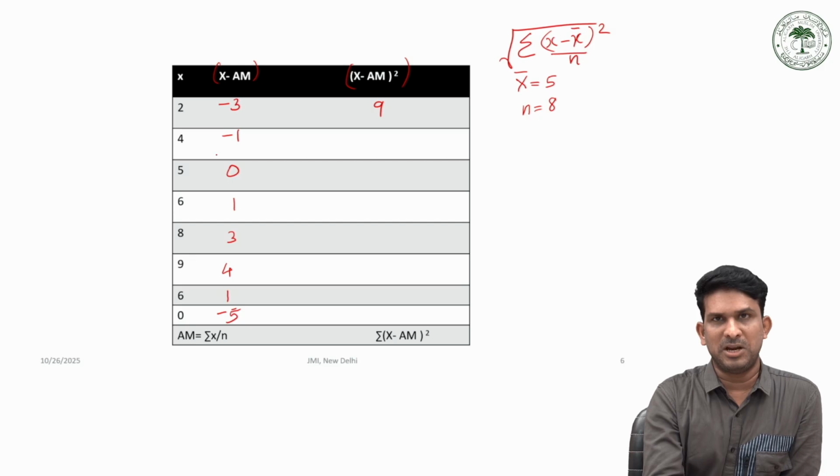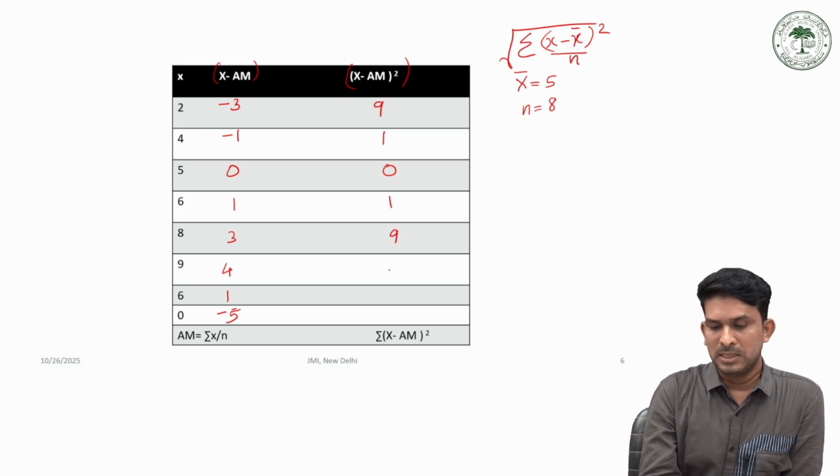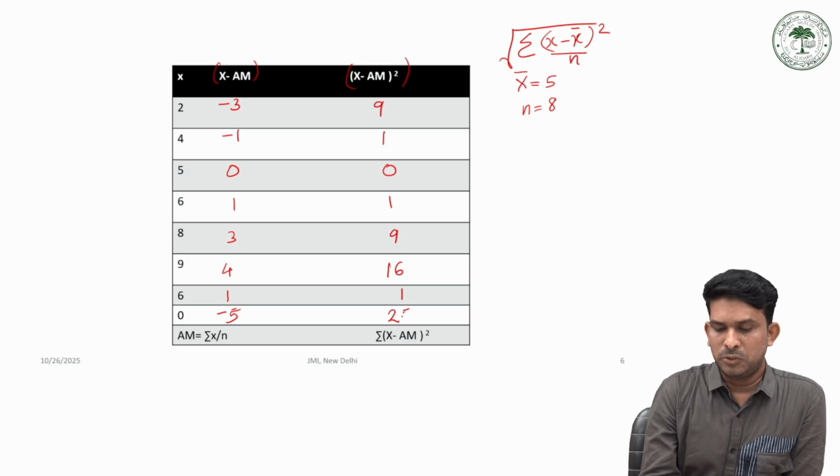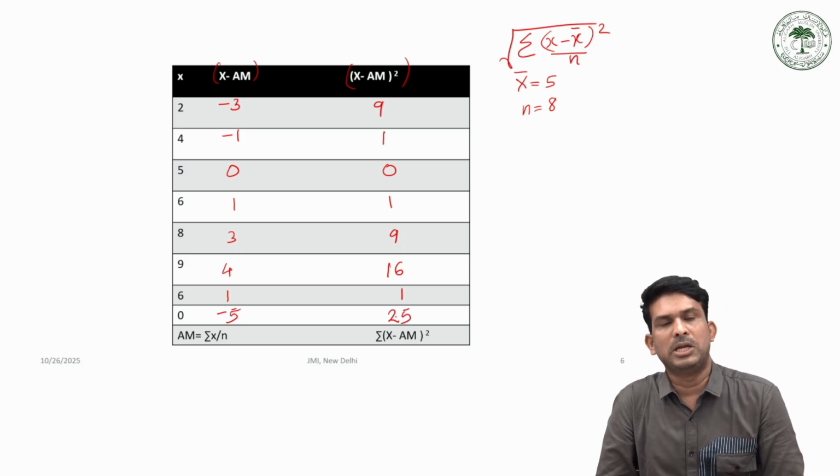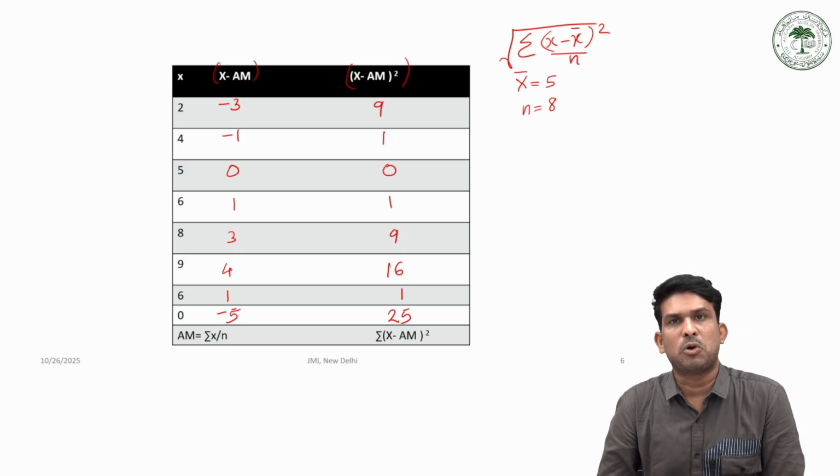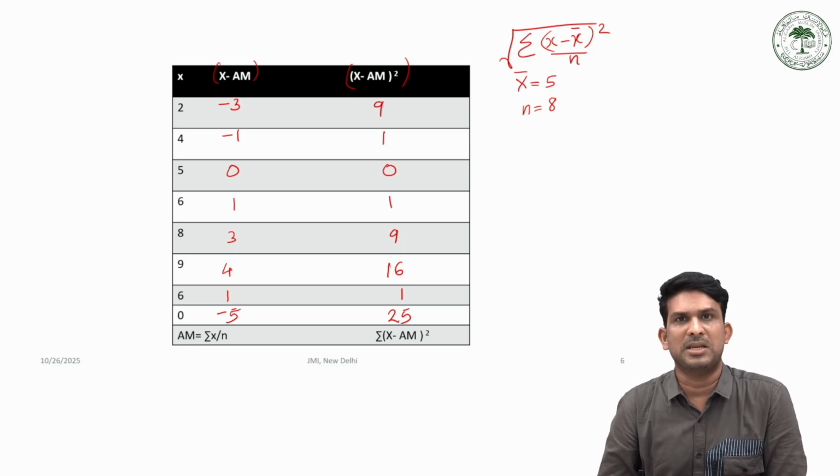Minus 1 into minus 1, 1. 0, it will be 0. 1. Again 1. 3, square of 3 is 9. Square of 4 is 16. Square of 1 is 1. Square of minus 5 is 25. I got all the squares of x minus x bar.